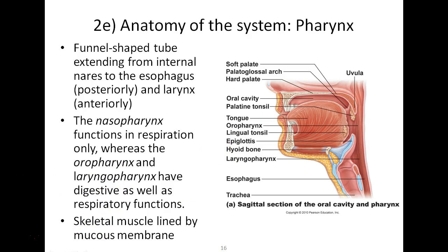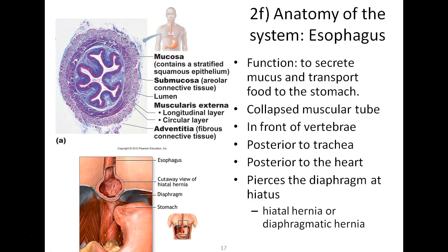So let's keep in mind that this pharynx is a passageway for both food and air to travel through. We now turn our attention to the esophagus. We see on the upper left is a histology image showing a transverse view of this esophagus. Notice that we have those four layers of the alimentary canal present in this histology image. The function of this esophagus is to secrete mucus and transport food to the stomach.